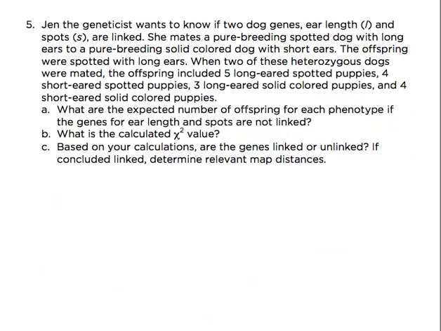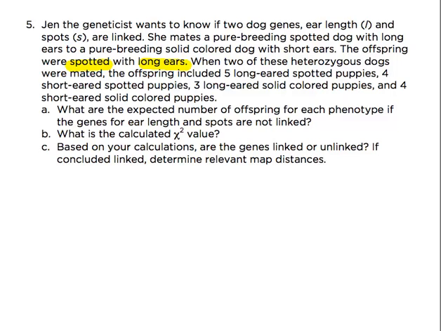Problem 5. Jen, the geneticist, wants to know if two dogs' genes, ear length L and spots S, are linked. She mates a pure breeding spotted dog with long ears to a pure breeding solid colored dog with short ears. The offspring were spotted with long ears. When two of these heterozygous dogs were mated, the offspring included 5 long-eared spotted puppies, 4 short-eared spotted puppies, 3 long-eared solid-colored puppies, and 4 short-eared solid-colored puppies.